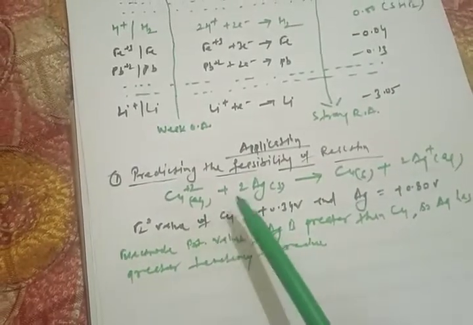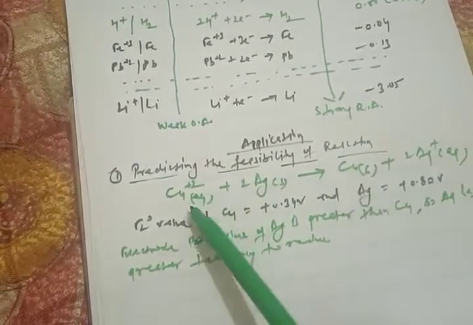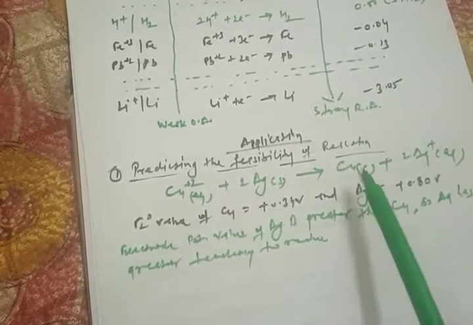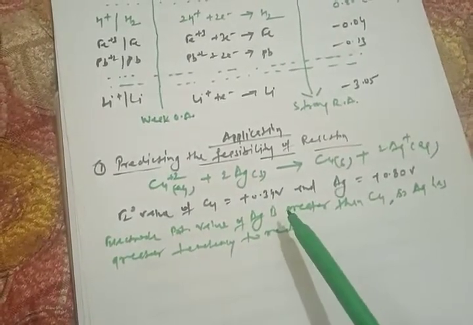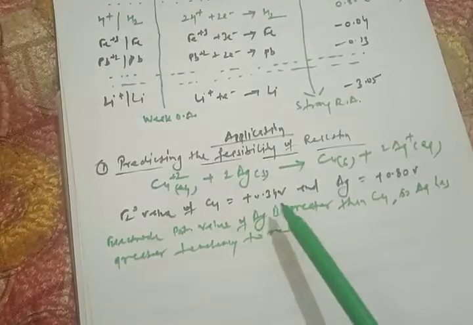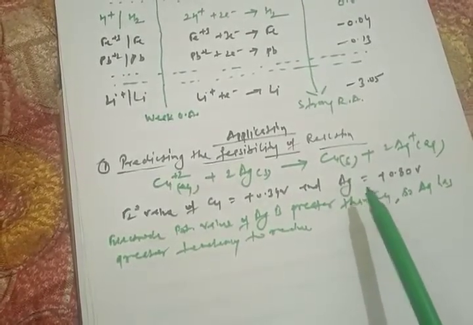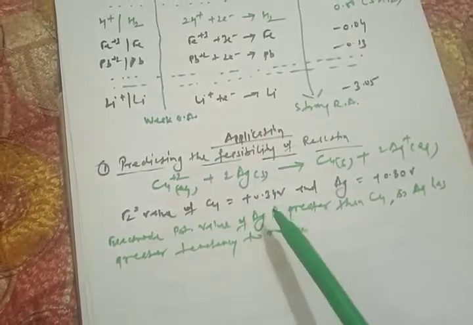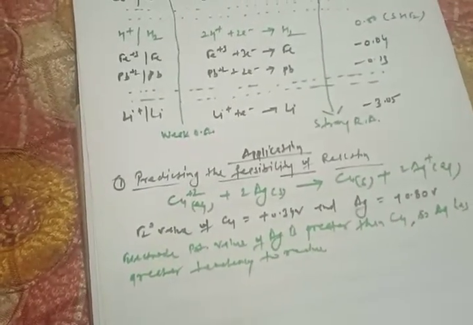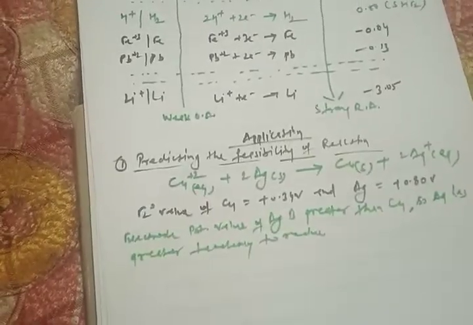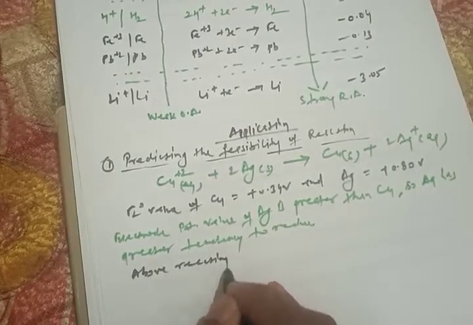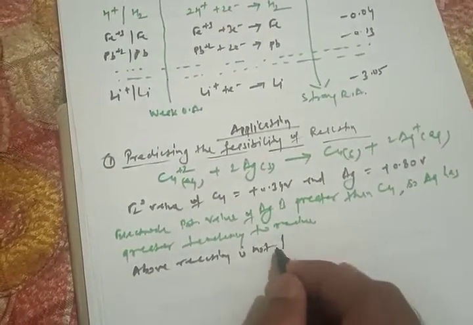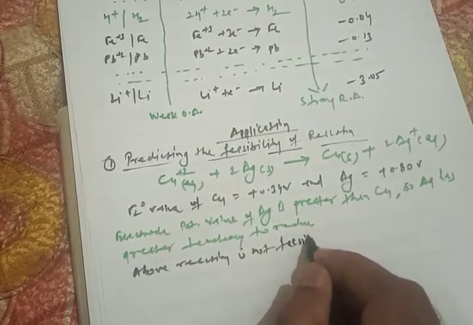But the reaction says that copper is reducing, Cu²⁺ to Cu, and silver is oxidizing, whereas the values as per the electrochemical series show that silver should reduce and copper should oxidize. So on the basis of the values of electrode potential, we can say that the above reaction is not feasible. Although the reverse is possible.